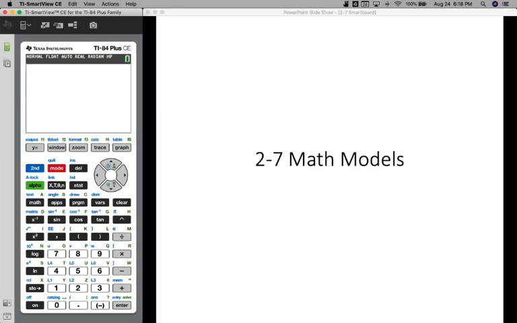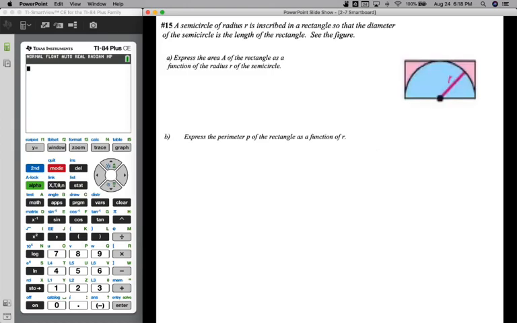Take a look at page 17. Find number 15, which is the bottom problem on page 17. We're going to start there and then kind of work our way around. So we've got the situation. We've got a semicircle of radius r. It's inscribed in a rectangle so that the diameter of the semicircle is the length of the rectangle. And we've got a picture there.